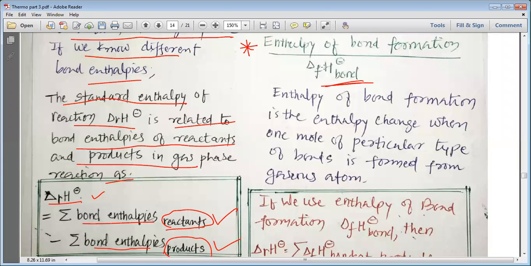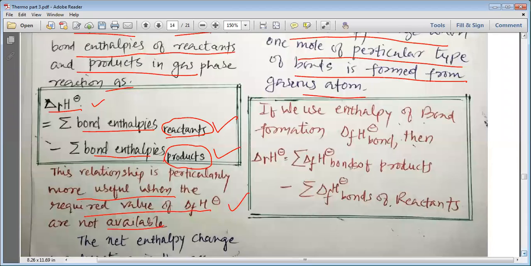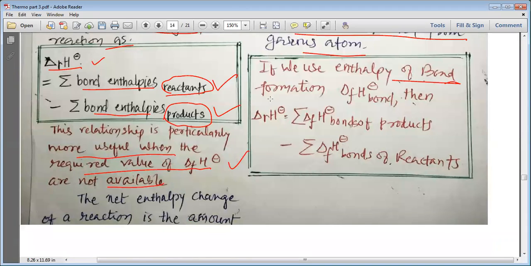Now see, bond dissociation enthalpy and enthalpy of bond formation are different. Bond dissociation enthalpy is the enthalpy when the bond is being broken, and enthalpy of bond formation is the enthalpy related to the making of bonds. Enthalpy of bond formation is the enthalpy change when one mole of a particular type of bond is formed from gaseous atoms.